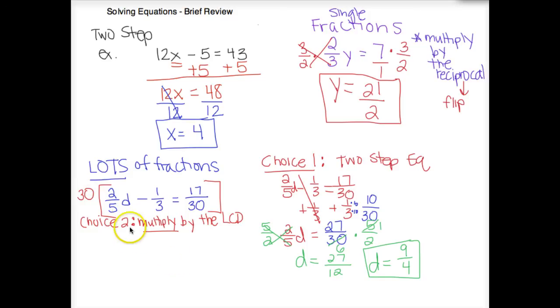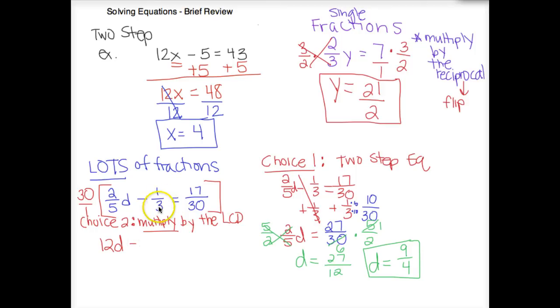Because when I do that, I can cross reduce here. 5 goes into 30 6 times, and 6 times 2 is 12. So that gives me 12D. Then 30 times negative 1/3. That one most people can probably do in their head.